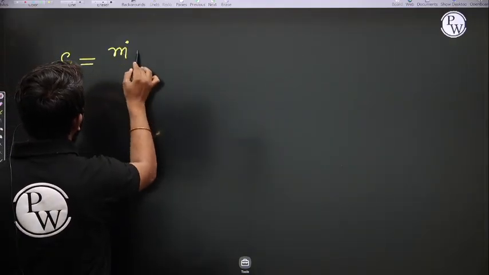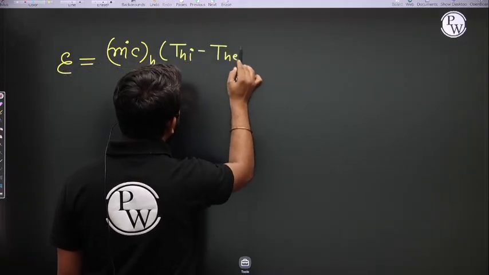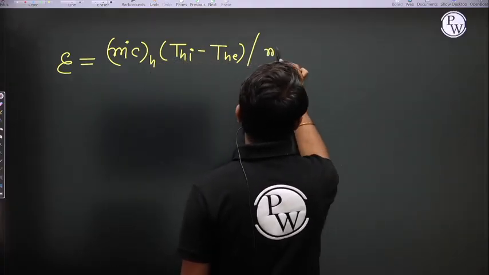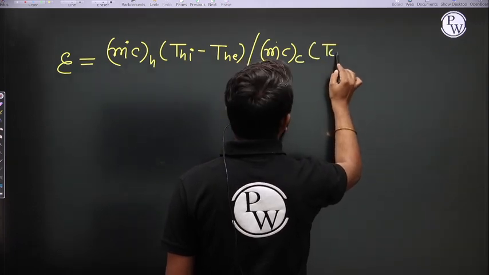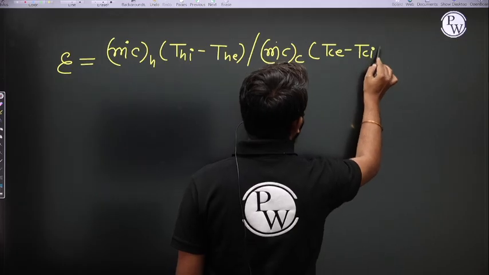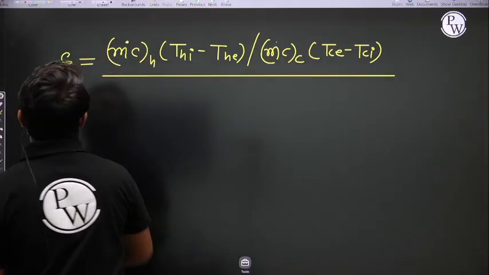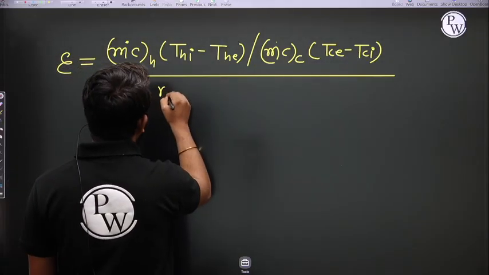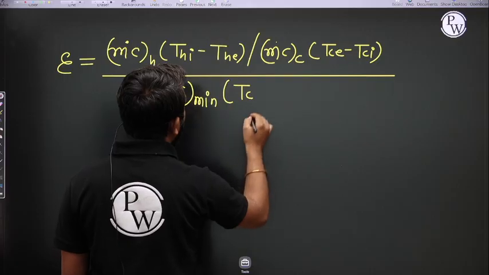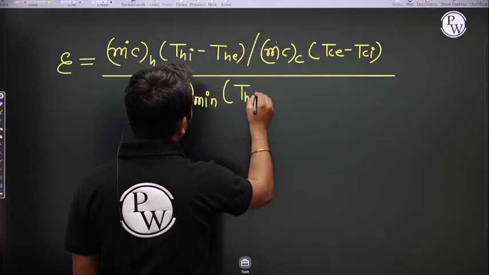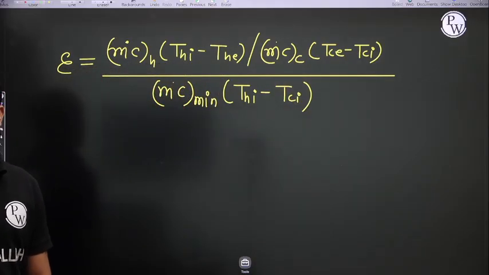Effectiveness is equal to m dot c, hot fluid inlet minus hot fluid exit, m dot c, cold fluid exit minus cold fluid inlet, to m dot c minimum heat capacity rate, hot fluid inlet minus cold fluid inlet. Is it clear? So this is the effectiveness.